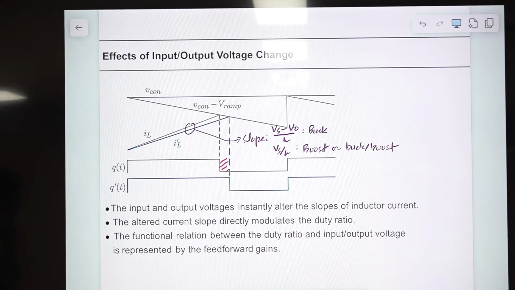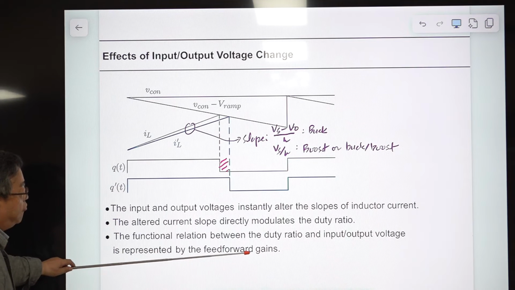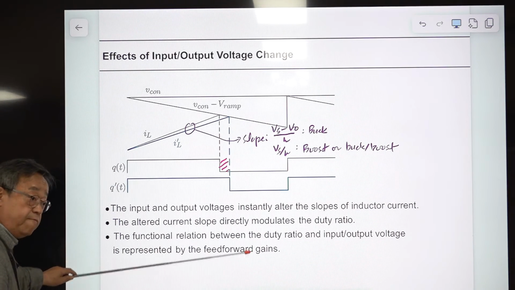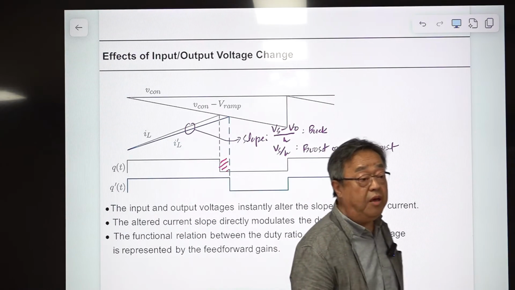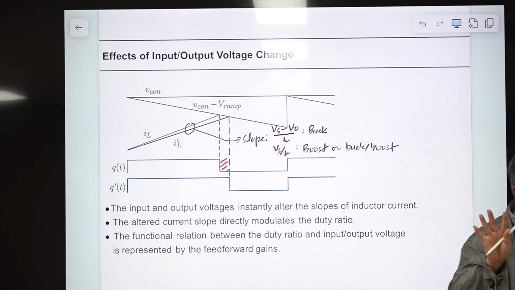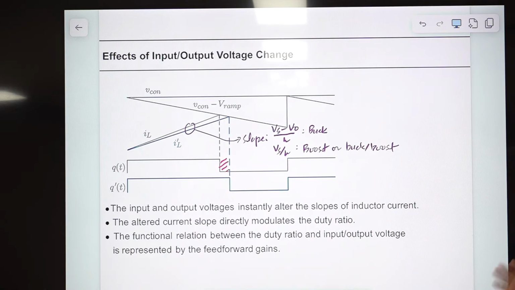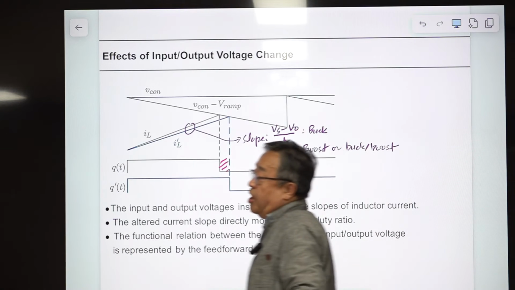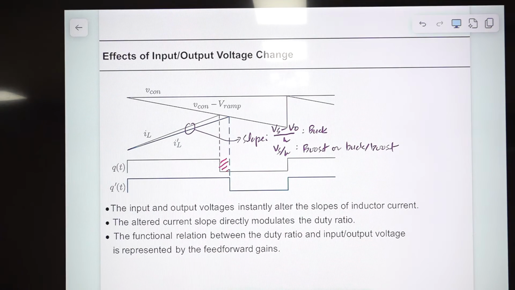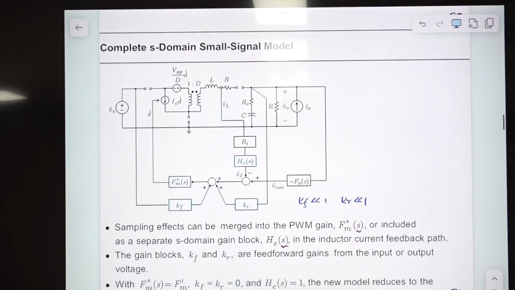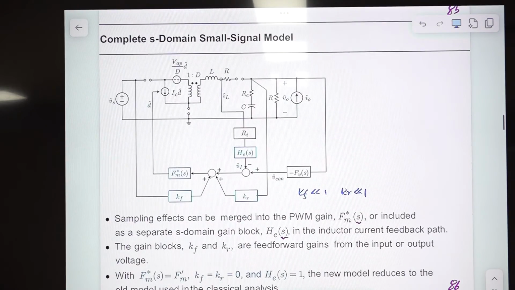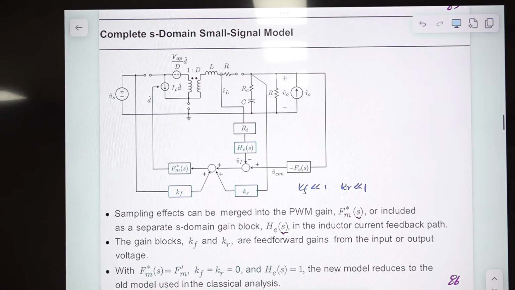So this we have is a feedback. This is feed forward. They are different, and there is some profound difference between them, but I don't want to mention it here. They are entirely different things. They are both gains, but the feedback gain and the feed forward gain are very different in nature. But anyway, they are numbers. So this is the complete S-domain small signal model.